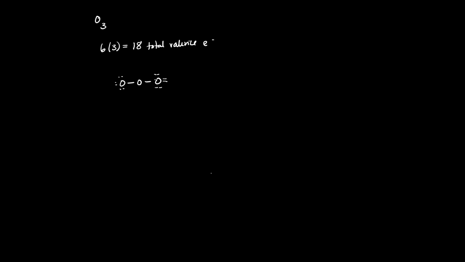Now, we've used up 16 electrons so far. We have 2 left that we can place on the central oxygen. This oxygen does not yet have an octet, but we've used up all of our electrons, so we'll have to share a pair and make a double bond between 2 of the oxygens. It doesn't matter which 2 we make the double bond between. We'll see why when we talk about resonance. Now, all oxygens have an octet.